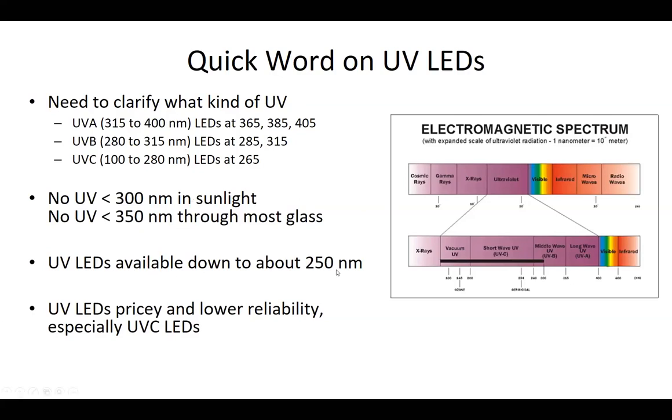As I mentioned, UV LEDs are available down to about 250 nanometers, but they are more pricey and tend to have lower reliability, especially the UVC LEDs. One of these chips at 405 nanometers I might be able to buy for about 20 cents, maybe a little bit less at chip level. The UVC LED, same size, lower power, lower reliability, and maybe 100 times more expensive. So more and more LED companies are focusing on this because that's where they can make money.